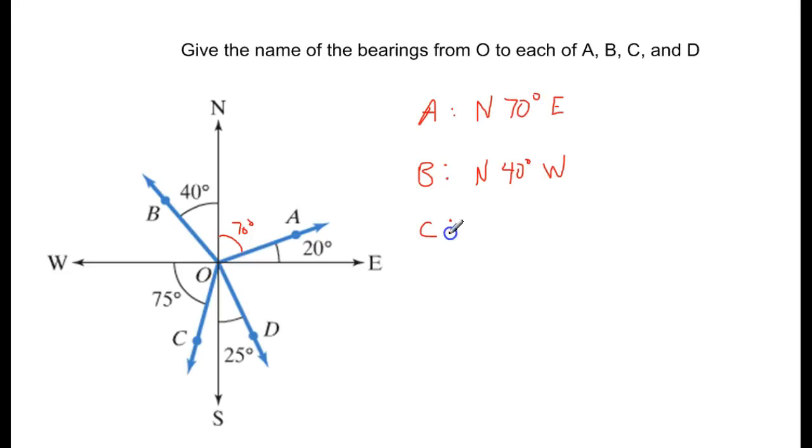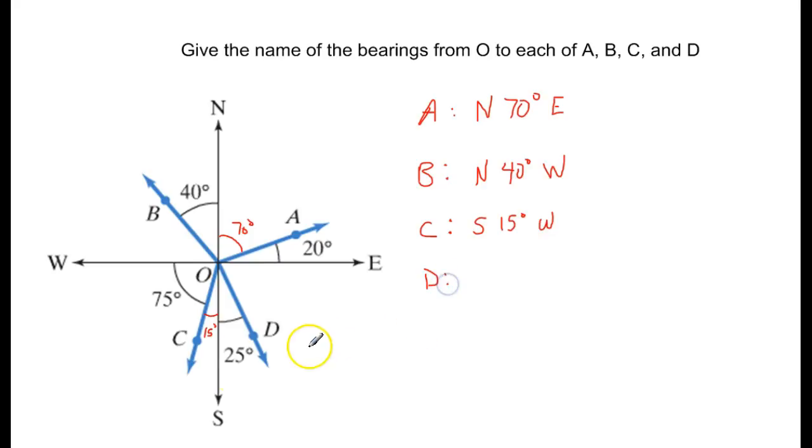All right, C. C is down here. That's off of the west. That 75 degrees is off of the west line. So we're going to use this because we need to be off of north or south. So 75 degrees from 90 is 15 degrees. So C is south. We're pointed south. And then we're to the left of south, so that's to the west. So south 15 degrees west.